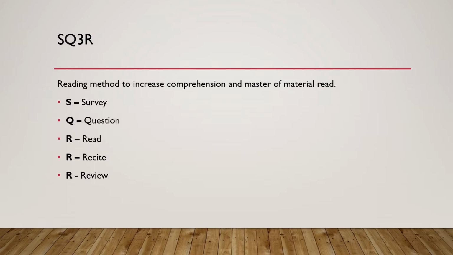What is the SQ3R method? It is a reading method used to increase comprehension and mastery of the content that is read. S stands for survey, Q is to question, the first R stands for read, the second R is to recite the material, the third and last R stands for review. In the following slides, we will dig into what each step of this process really is.